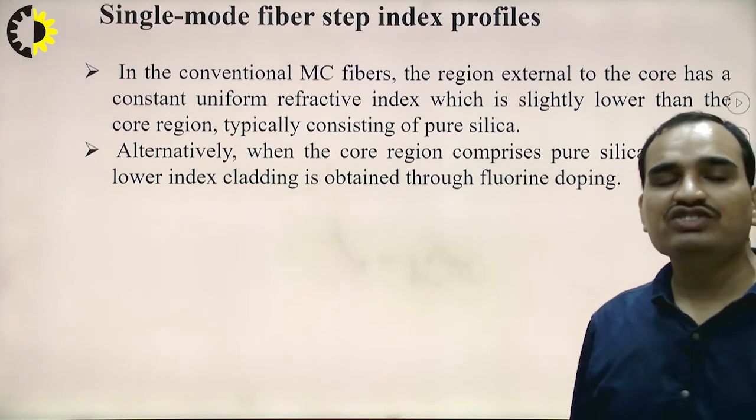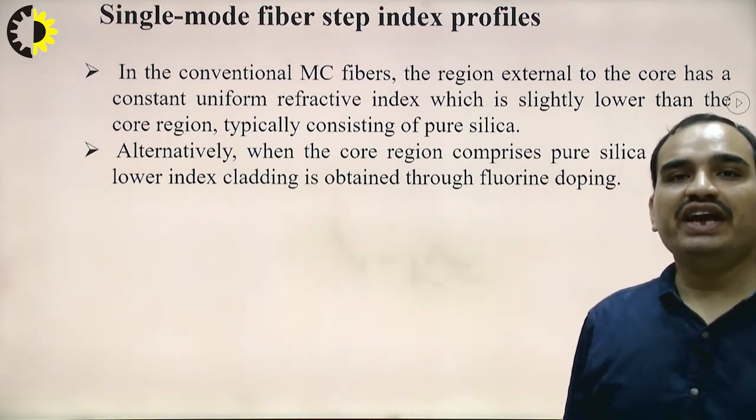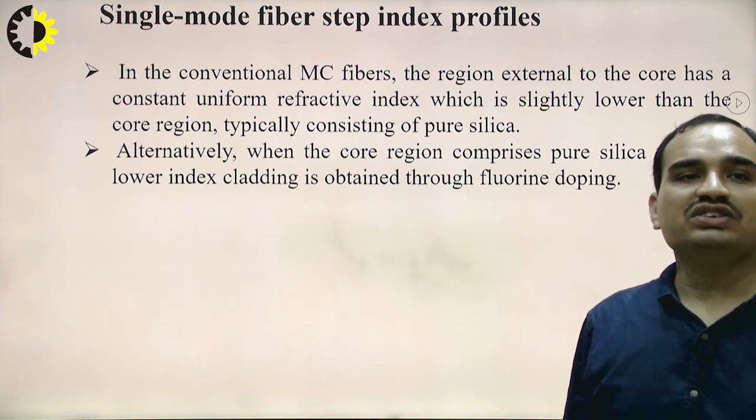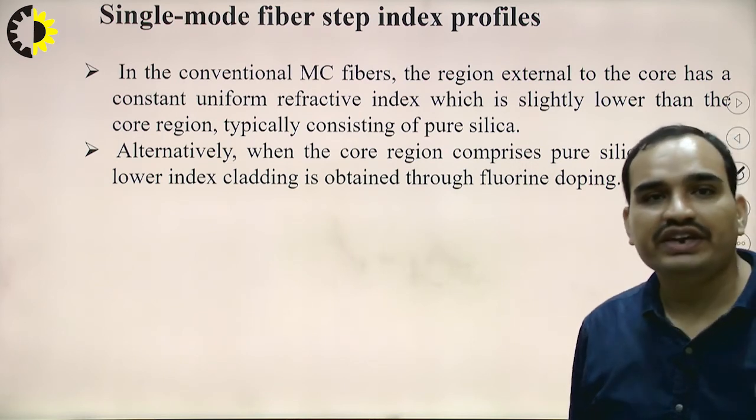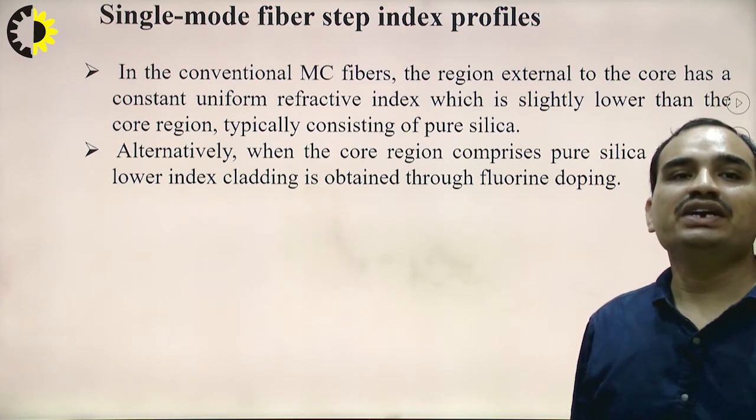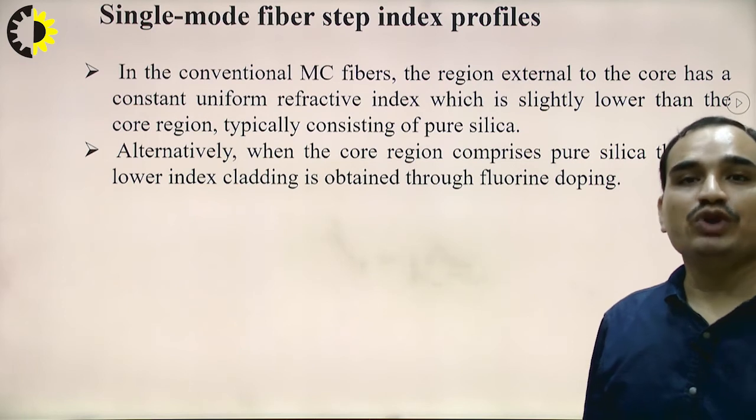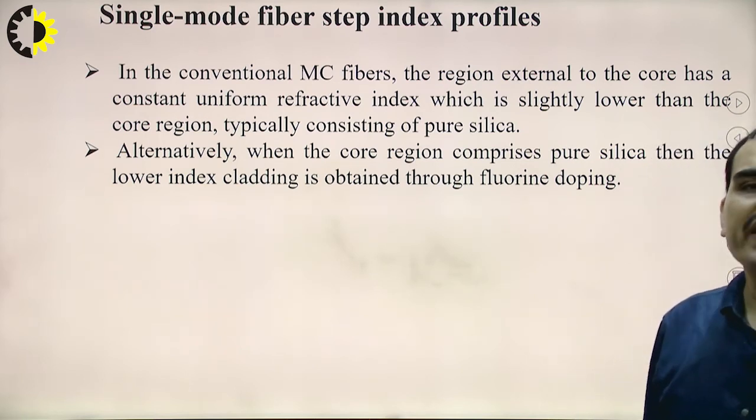In the conventional fibers, the region external to the core has a constant uniform refractive index which is slightly lower than the core refractive index, and typically consists of pure silica. Alternately, when the core region comprises pure silica, the lower refractive index cladding is obtained through fluorine doping.